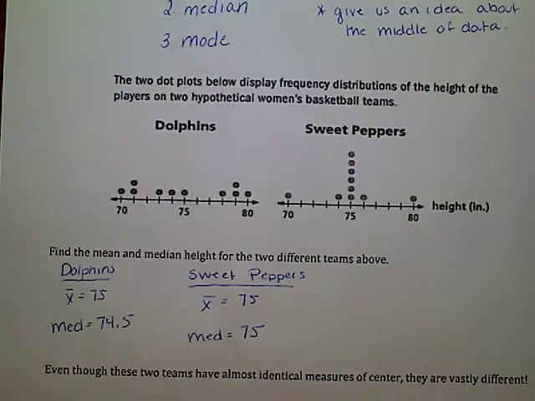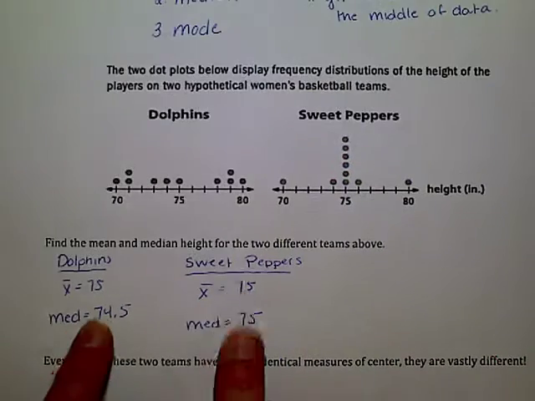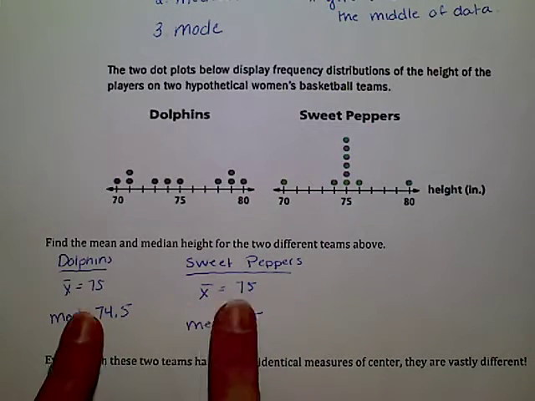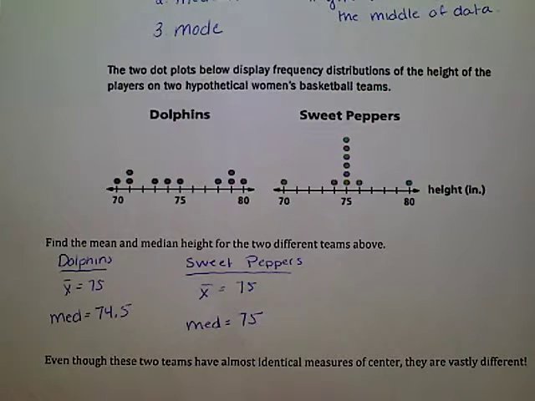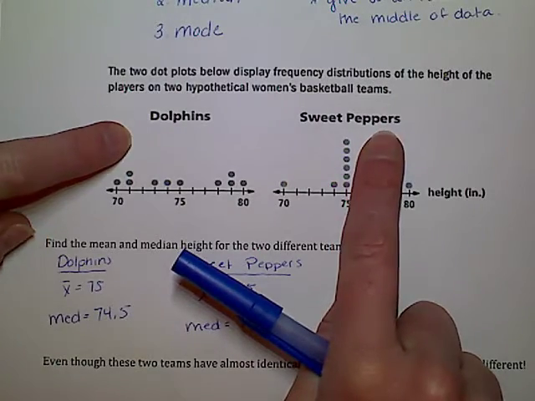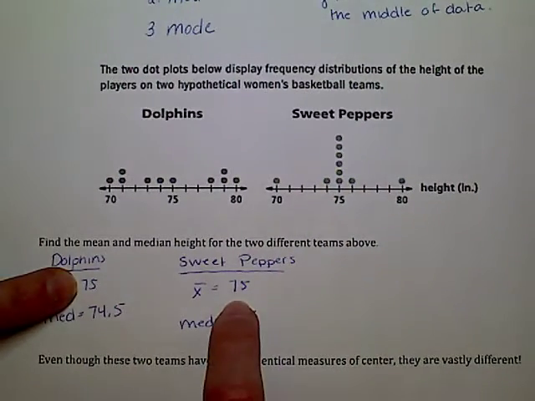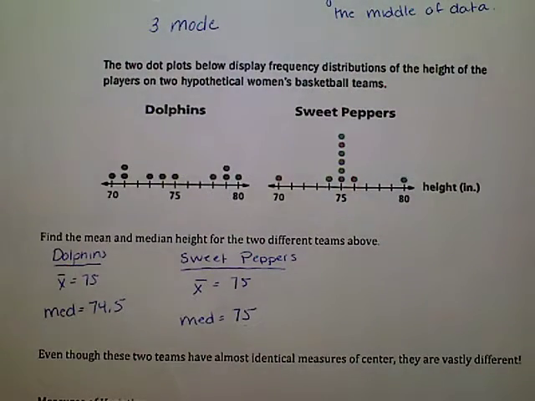Not a perfect one, but it makes a lot of sense that the average and the median are the same. But when you compare these two teams against each other, they both have this average height of 75. If you were the coach of the Dolphins and then the coach of the Sweet Peppers, you would think, oh, our teams are pretty much the same. We both have the same average height. But you can see on the dot plot that that's actually not true at all.